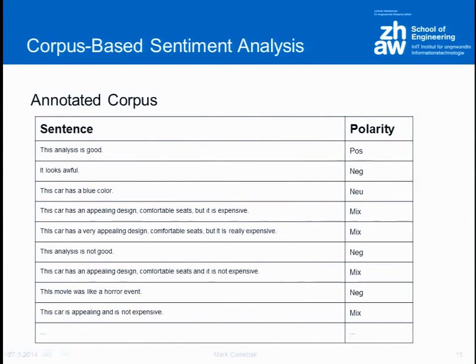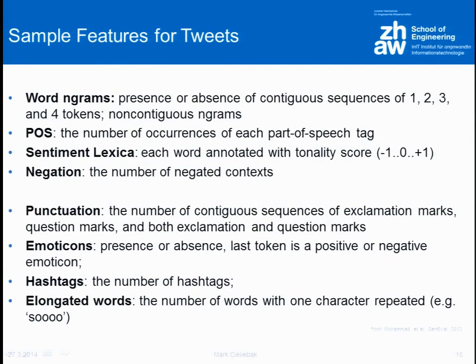Well, and then you take this corpus and you throw in a lot of features. I just wrote down, for example, some features for tweets. So you take word n-grams, which is basically the combination of small sequences of words, 1 to 4 words typically. You take a POS tagger, which is a part of speech, which comes from the linguistic analysis, but there are tools which do this still very good. And then you take a sentiment lexicon, which, like I showed before, for every word you have this tonality, and you can just plug it in.